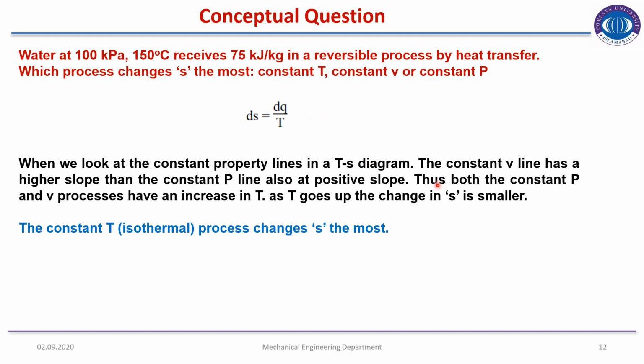So in the TS diagram, when you draw T and S, an isothermal line is a straight line, whereas isobaric and isochoric are sloped lines. So if the process is isothermal, there will be the greatest change in the entropy. So the del S will be maximum for the isothermal process, whereas the slopes shown for isochoric and isobaric processes also show an increase in the entropy, but the isothermal process shows the maximum change in the entropy.